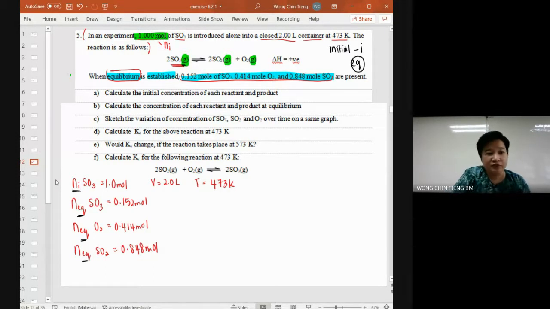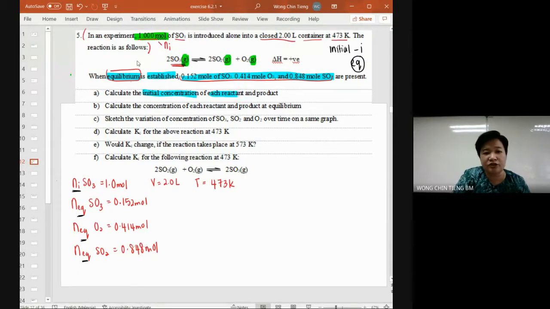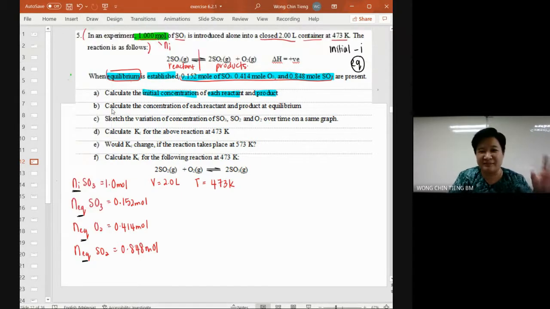Okay? So first question, calculate the initial concentration of each reactant and product. So before I go deeper, I guess any problem determining product and reactant? None, right? Everything that sits before the arrow, this is your arrow, before the arrow is the reactant, after the arrow is the product.